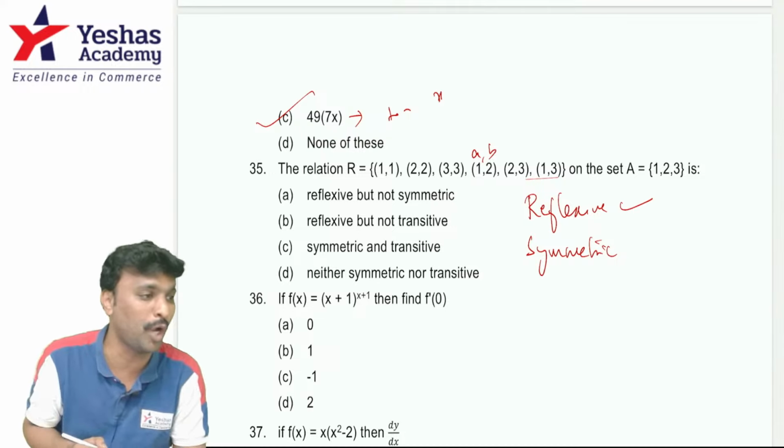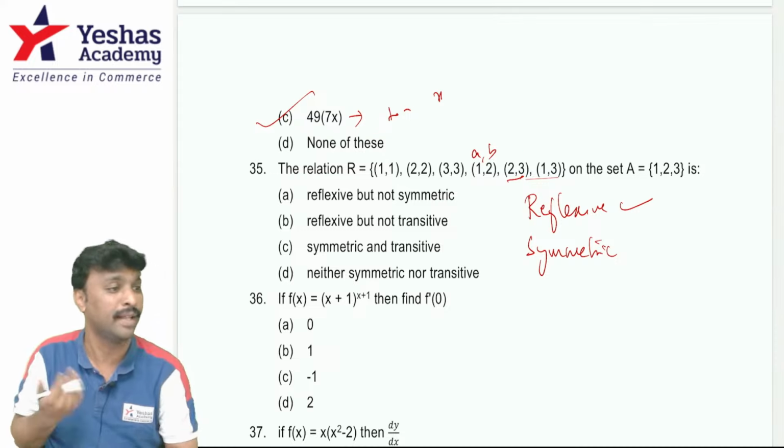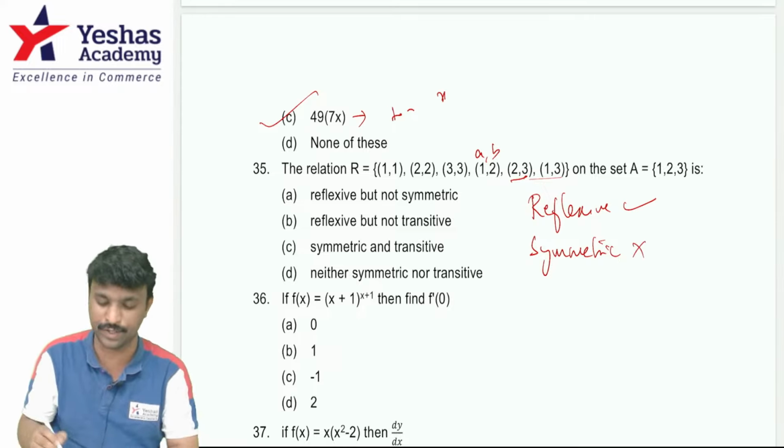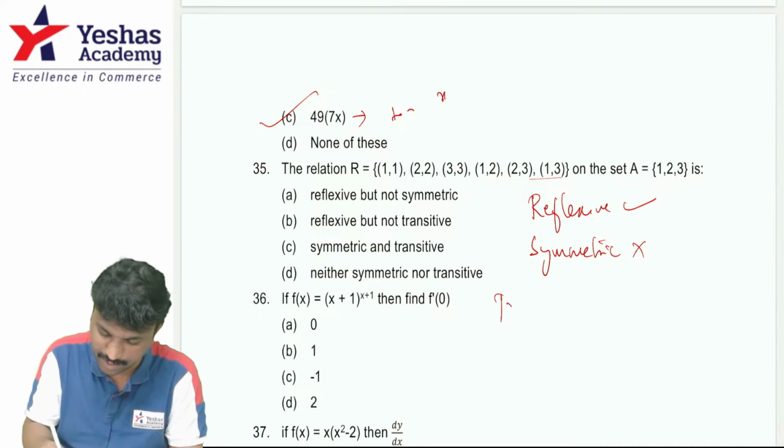Correct? So is 2 comma 1 present? Definitely no. Even for 2 comma 3, 3 comma 2 should be present. That is not there. 1 comma 3, 3 comma 1 should be present. That is not there. So it is not symmetric. Now let us check for transitive.